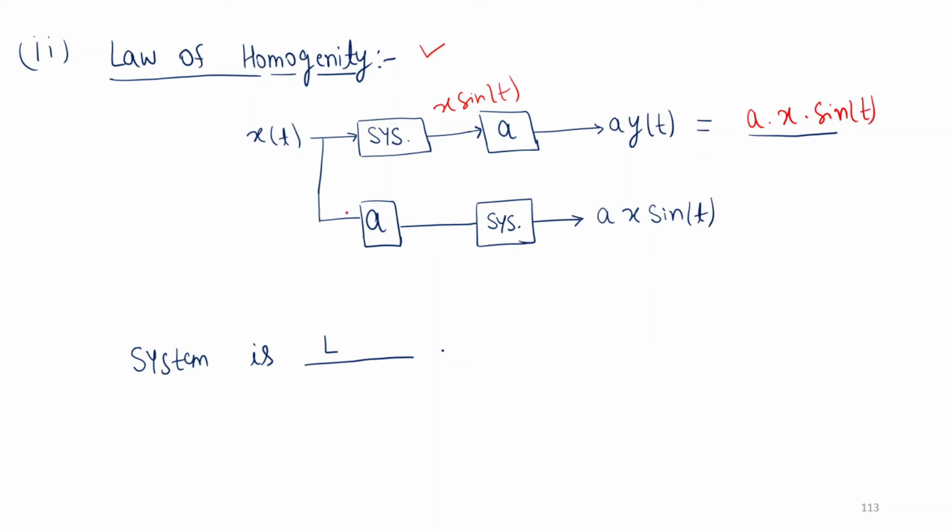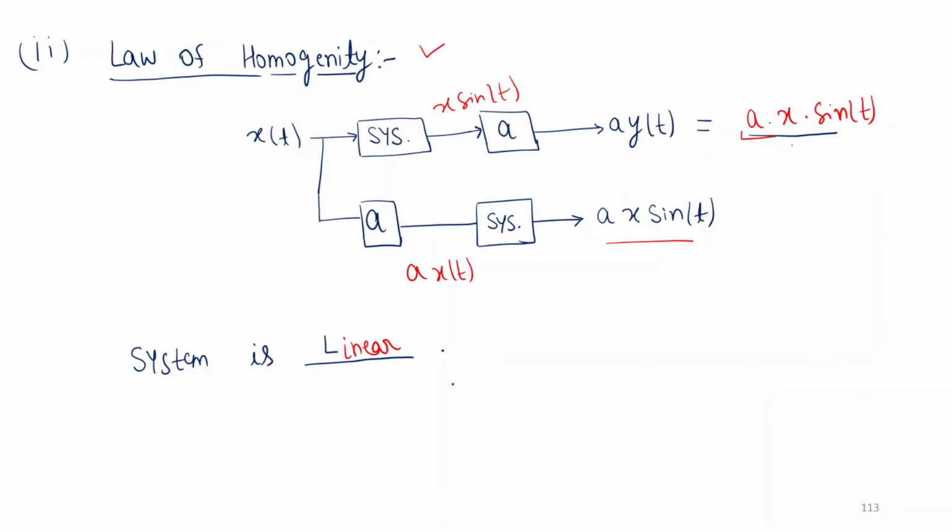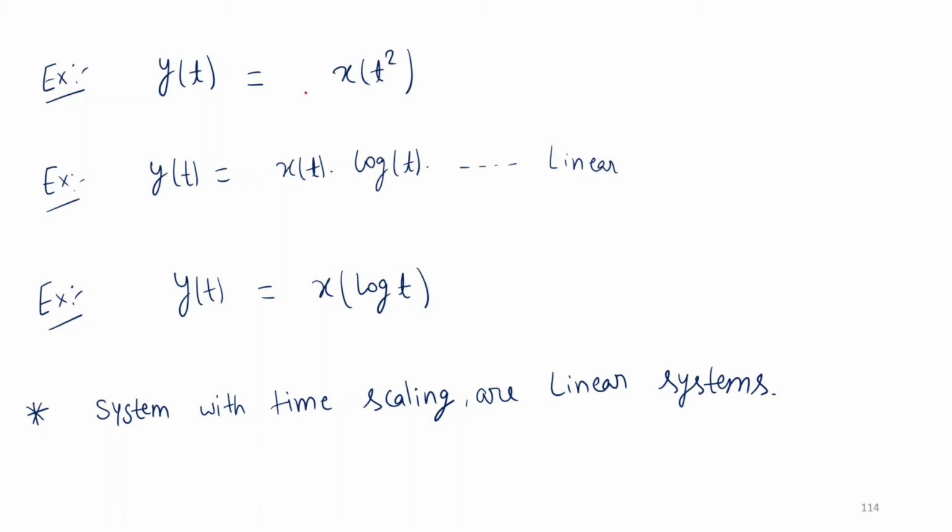Now multiply the constant at the input side. So it will be a x(t), and the system will give you a x sin t. Now you can check this output and this output, both are the same. So you can say the system is following the law of homogeneity. The system is linear because it is also following the law of additivity. Next example, y = x(t) squared, here also time scaling, so this is also a linear system.